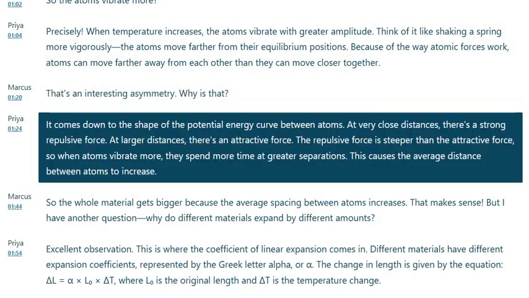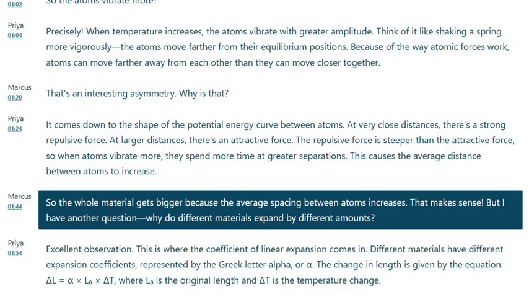Why is that? It comes down to the shape of the potential energy curve between atoms. At very close distances, there's a strong repulsive force. At larger distances, there's an attractive force. The repulsive force is steeper than the attractive force, so when atoms vibrate more, they spend more time at greater separations. This causes the average distance between atoms to increase. So the whole material gets bigger because the average spacing between atoms increases.